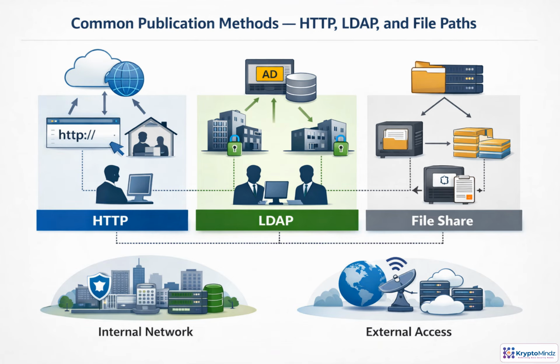When you decide where to publish CRLs and AIA information, think in terms of who needs to reach them. HTTP is the workhorse. It's simple, firewall-friendly, and works for domain and non-domain clients, including external users. LDAP is ideal for internal domain-joined machines, but usually stops at the corporate boundary. File paths mainly serve the CA itself or admin processes. Design publication so every certificate-consuming system has at least one reliable, reachable path.